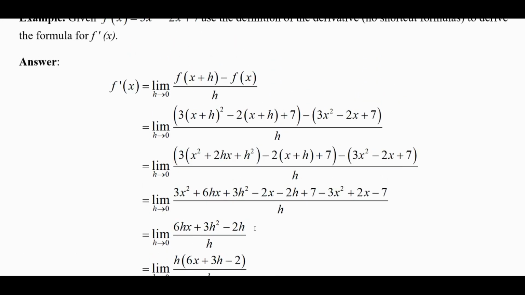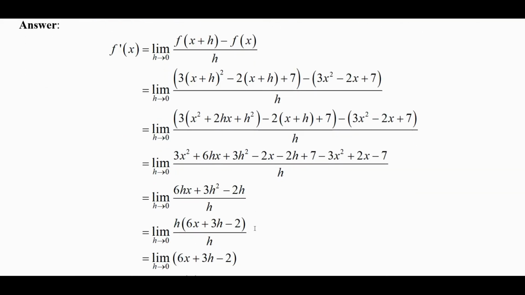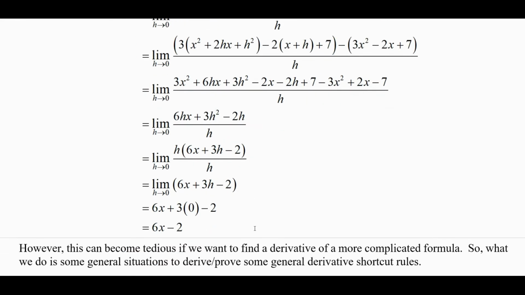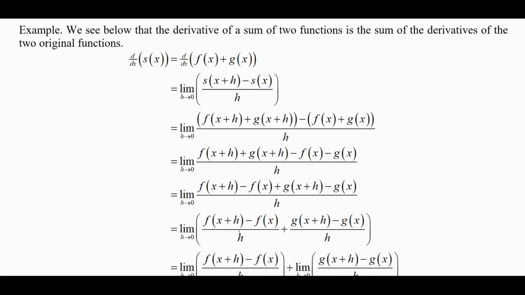Now, I know all of you know a shortcut to this, but when you're doing a derivative, this is what is actually going on. It is a limit of difference quotients. However, this is rather tedious for something this easy, and especially could be really nasty if we want to find the derivative of a more complicated formula. So what we like to do is find some general situations that occur a lot and derive and prove some general derivative shortcut rules. For example, we can apply the techniques above to derive a sum rule.